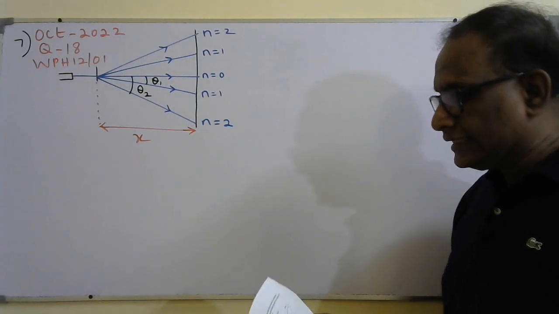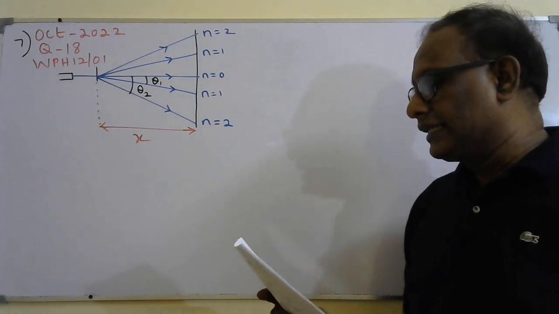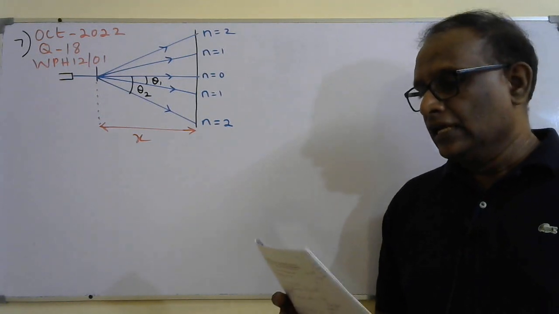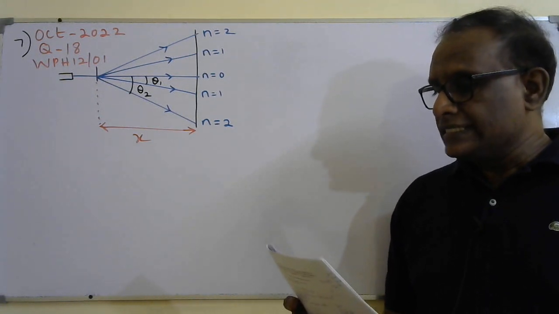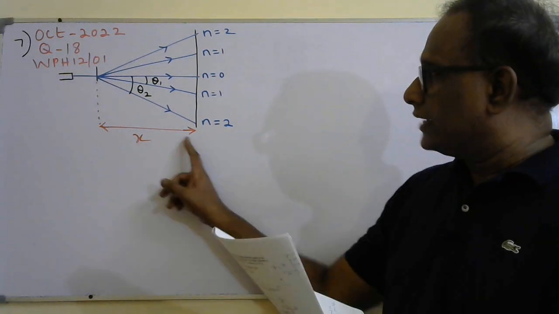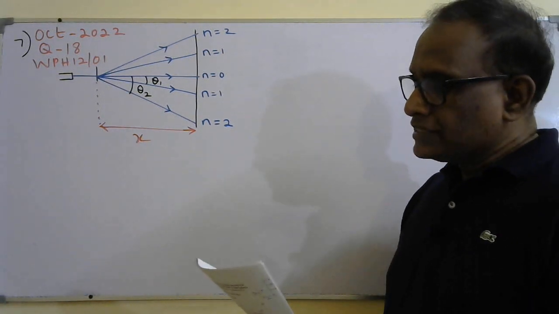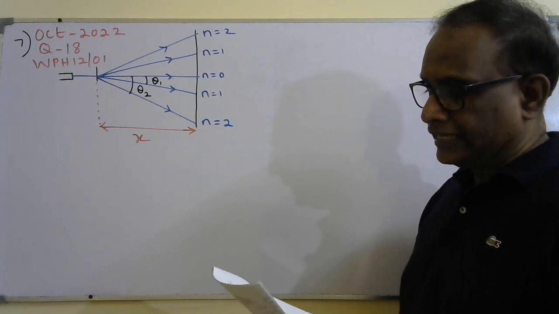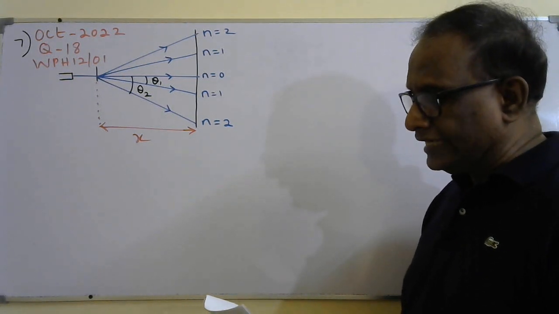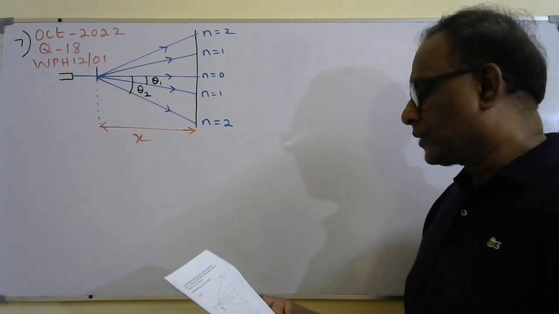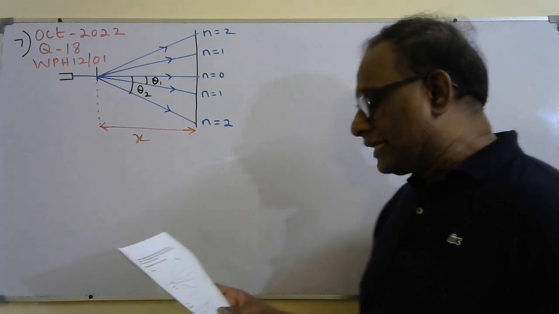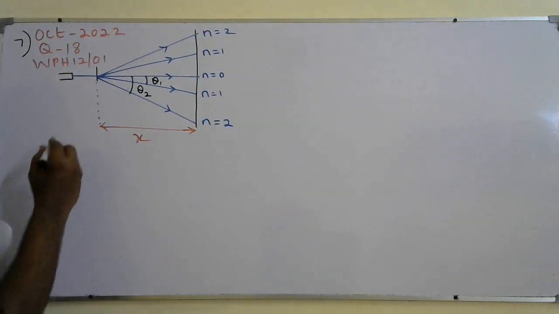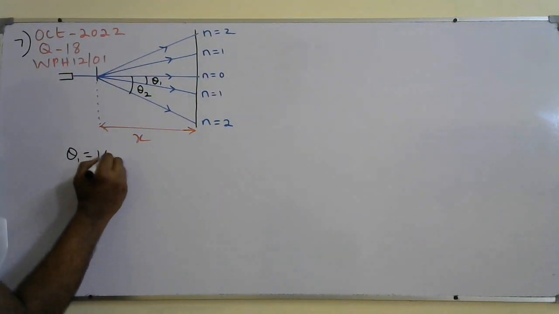A student directed light from a laser so that the light was incident on a diffraction grating at 90 degrees. The student placed a screen a distance x from the grating and observed a series of bright maxima of order n on the screen. The student determined the value of theta 1 shown on the diagram. Okay, so the angle theta 1 is 14 degrees. So that's given in the question.